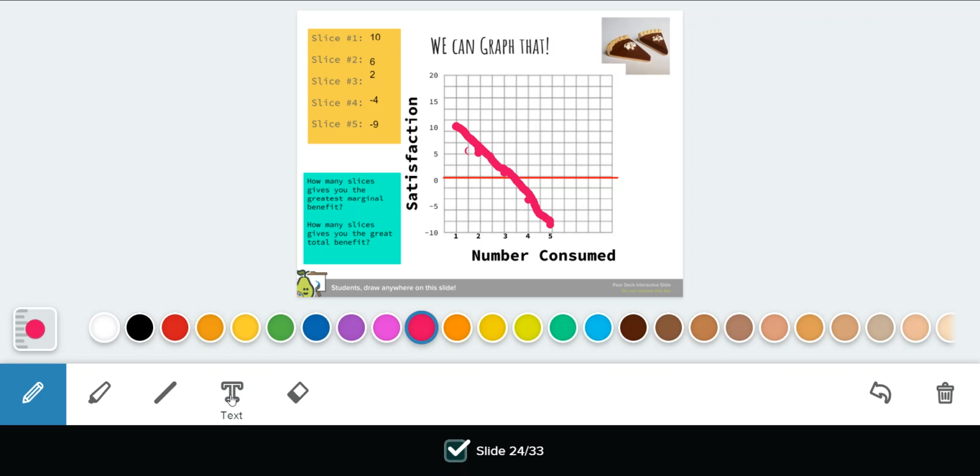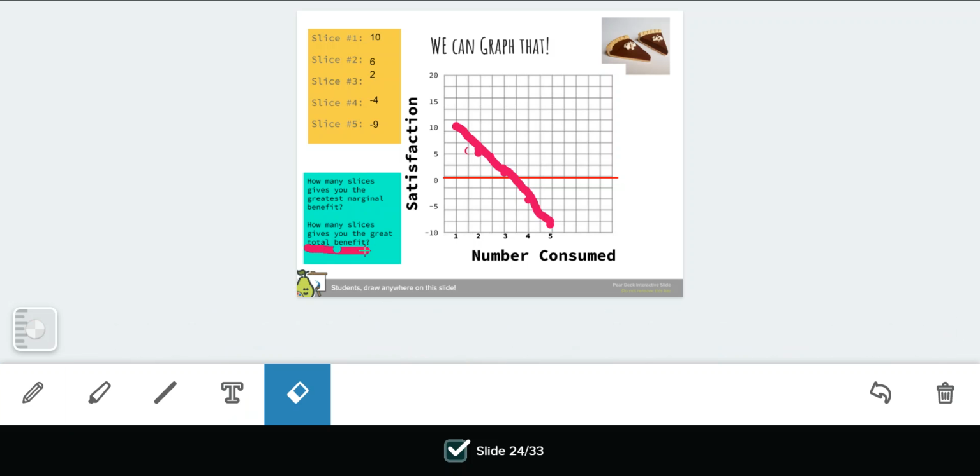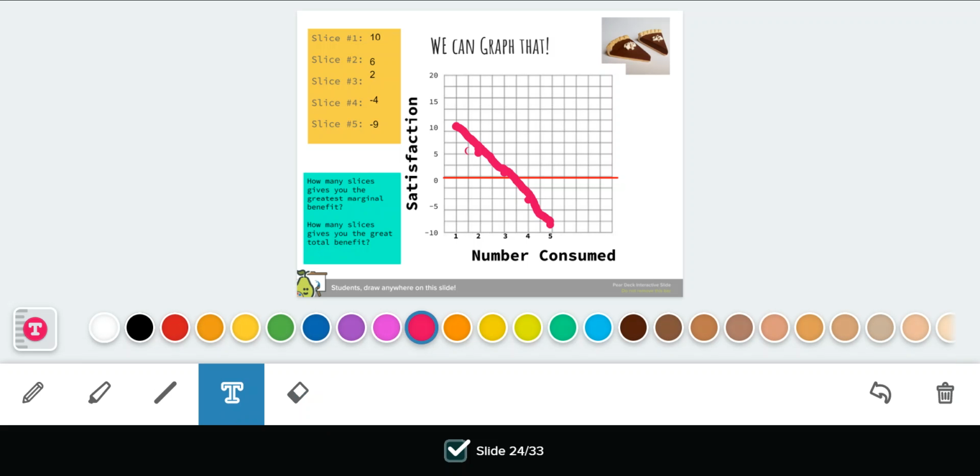But that's not the only thing we want to measure for this. We want to find out what is our total benefit. Okay, and so to find our total benefit, we need to find the total. How much have we enjoyed all of these slices? So our first slice, we enjoyed it 10, and that's the only slice we'd had at that point. So our total benefit would be 10 satisfaction. Okay. Our second slice, we enjoyed it 6, but we also enjoyed the first slice 10. So our total benefit for the second slice is 16.